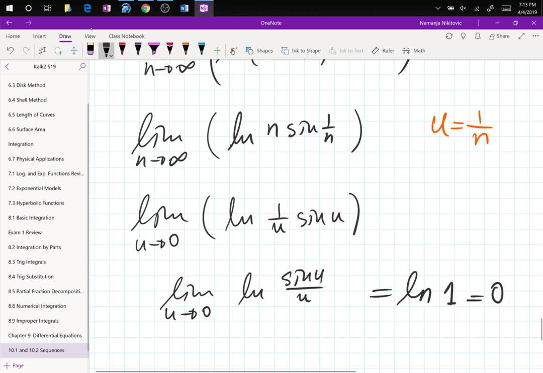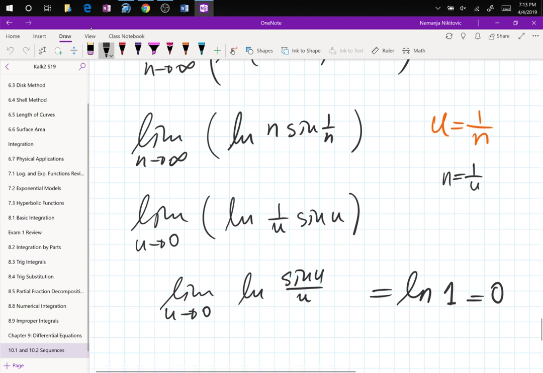You skip steps, you gotta try and figure out. I didn't skip anything. Which step? I wrote them all down. This is not a derivative substitution, so there is no derivative. u is just 1 over n, and if you write n, it's going to be 1 over u. So you can plug them in either way.